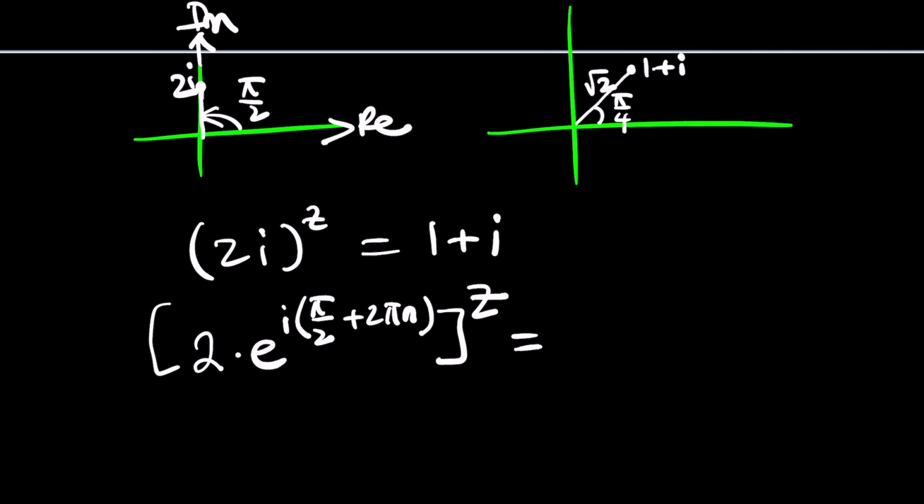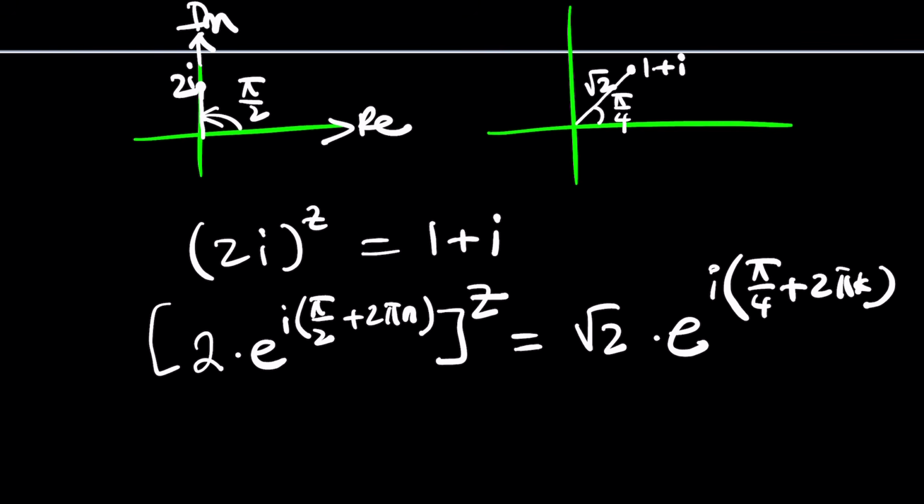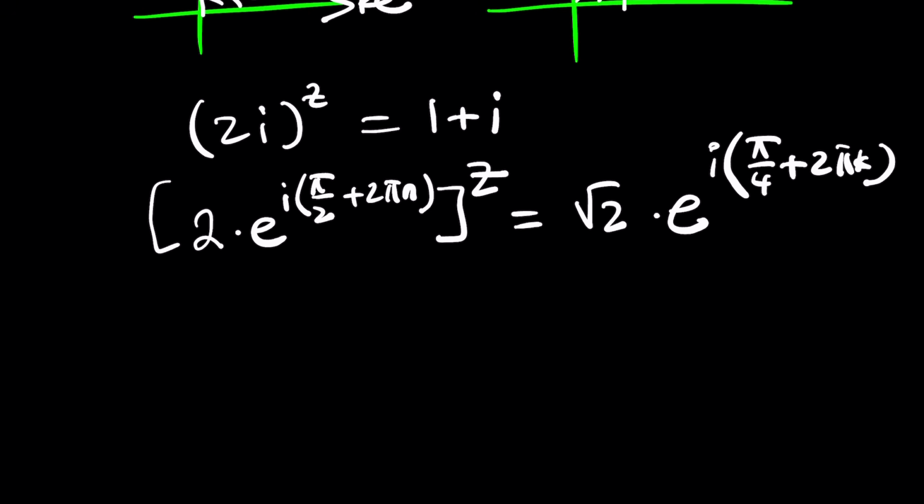And 1 plus i is going to be written as root 2 times e to the power i times pi over 4 plus 2 pi k. Now, some people say we don't really need both of these, n and k, and Wolfram Alpha can probably tell you which one is more proper.